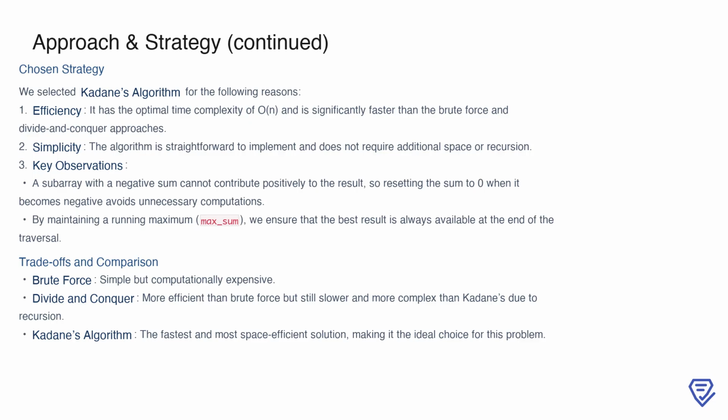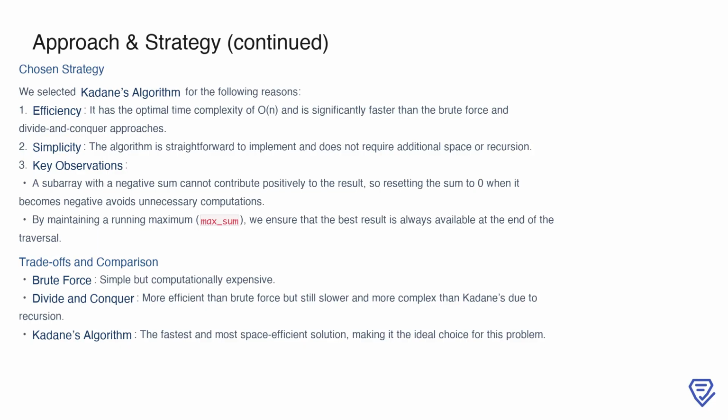It was chosen for its efficiency, simplicity, and practicality. With a linear time complexity of O(n), it is significantly faster than both the brute force and divide and conquer methods. Its straightforward implementation requires minimal extra space, using only two variables to track the running sum and the maximum sum. The algorithm also incorporates key observations that make it highly effective.